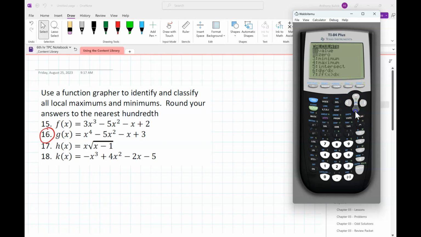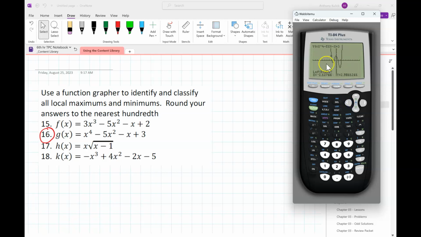Minimum. It's nice that they named them so conveniently for us, right? So I'm going to press enter there. Now my calculator is going to ask me 3 questions. It needs 3 things before it can find that minimum. The first thing it's asking me for is a left bound. So I'm going to take my cursor, which I can see flashing right here, and move it somewhere over on the left of that local minimum, using the left or right arrows.